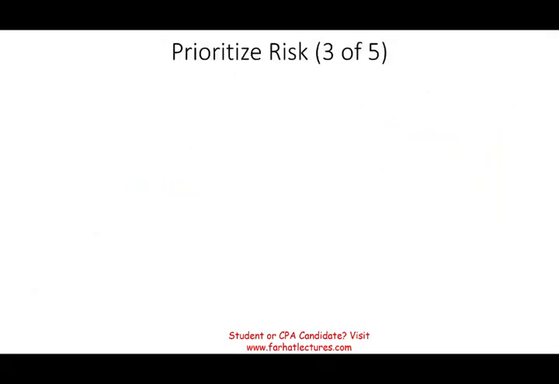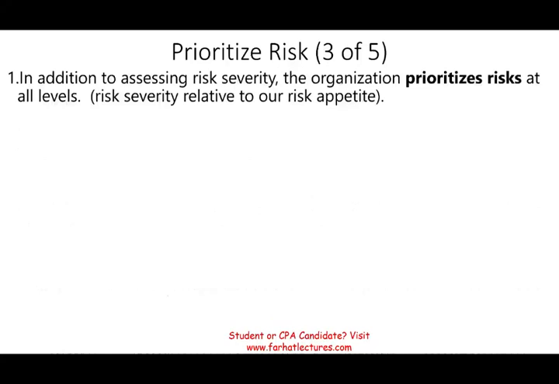You say, these are my risks. I assess them. These risks are more important than others. I assess them. Now I need to prioritize them. Say, which ones do I have to deal with now? Which ones can I defer for later? Why do you have to prioritize them? Because you don't have unlimited resources. If the company had unlimited resources, they would deal with all the risks all at once. But since you have a limited amount of money, you have to prioritize.